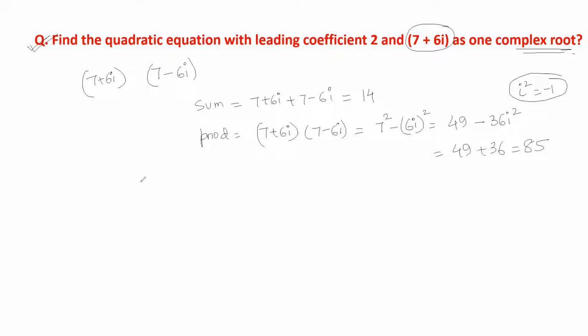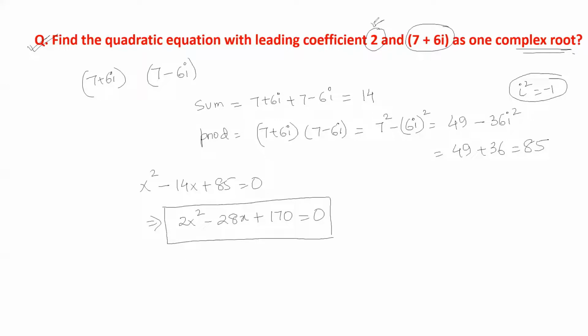So the quadratic equation would be given by simply x squared minus the sum of the roots, that is 14, into x, plus the product of the roots, that is 85, equals 0. But in this question, it has been given that the leading coefficient is 2. So we need to multiply this quadratic equation by 2 to get the leading coefficient as 2. So if we multiply this by 2, then this would be 2x squared minus 28x plus 85 into 2 would give us 170 equals 0. So this is the quadratic equation with leading coefficient 2 and 7 plus 6i as one complex root.